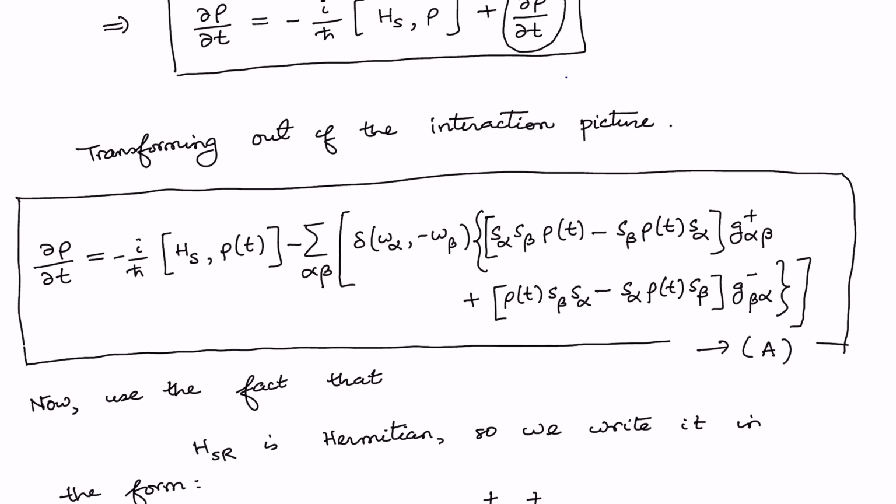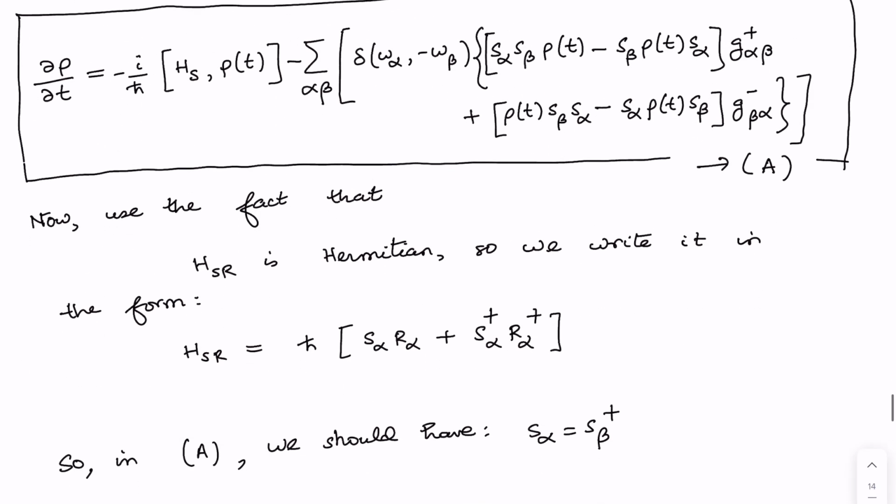in the Schrodinger picture. Now use the fact that the system reservoir Hamiltonian should always be Hermitian, and therefore we need to ensure the hermiticity. To do that, we have to add this Hermitian conjugate term. If you remember, originally we have taken H SR is equal to H bar S alpha R alpha. Now to ensure the hermiticity, we need to add this Hermitian conjugate term.